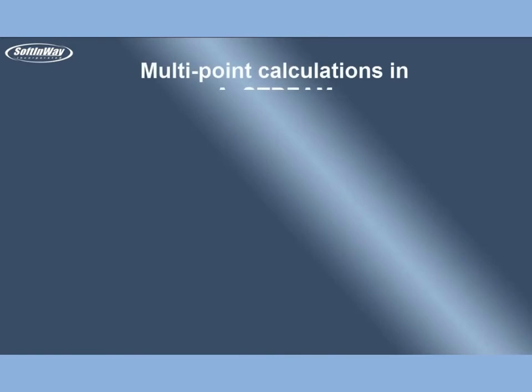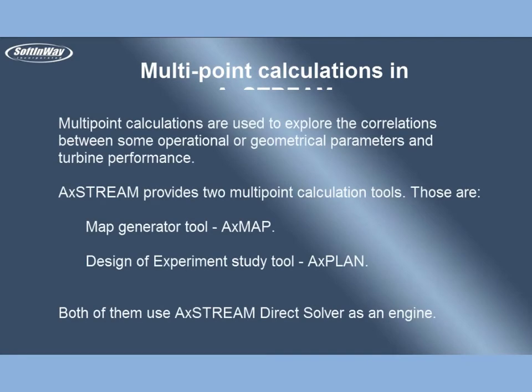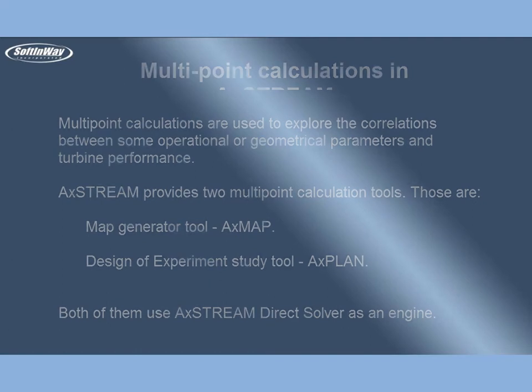Multi-point calculations in AxSTREAM. Multi-point calculations are used to explore the correlations between some operational or geometrical parameters and turbine performance. AxSTREAM provides two multi-point calculation tools. Those are the Map Generator Tool, AxMap, and the Design of Experiment Study Tool, AxPlan. Both of them use the AxSTREAM Direct Solver as an engine.